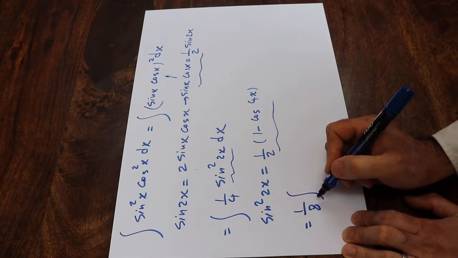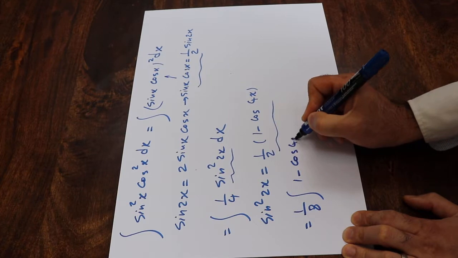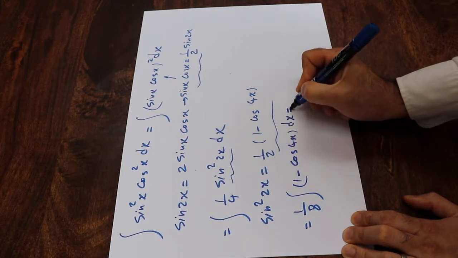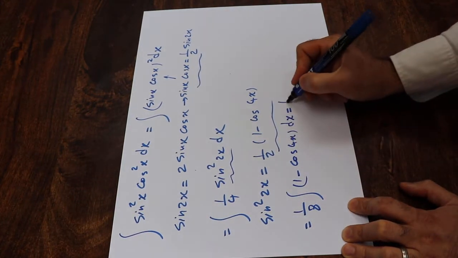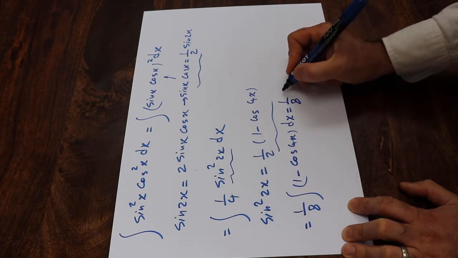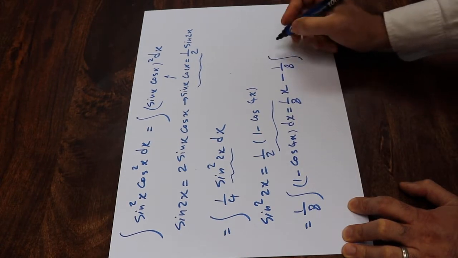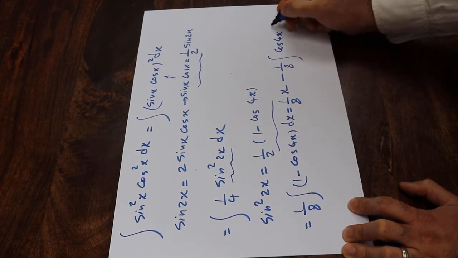of the integral, times the integral of 1 minus cosine 4x dx, which will be equal to 1 divided by 8 times the integral of 1, which is x, minus 1 divided by 8 times the integral of cosine 4x dx.